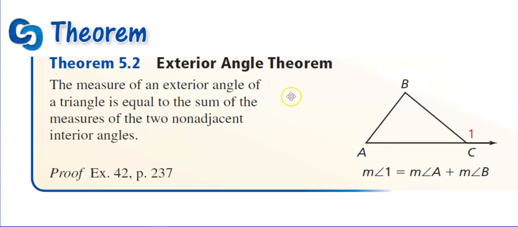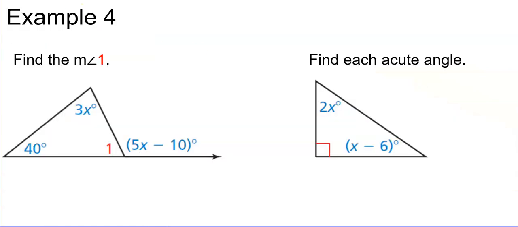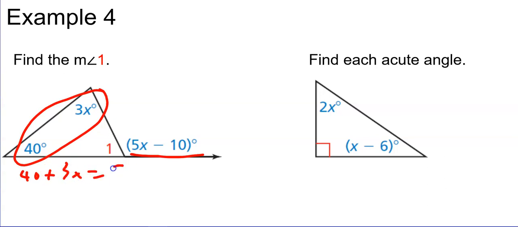Now, here's a new theorem based on the previous one. The measure of an exterior angle right here, angle 1, is equal to these two angles here, A and B. So this right here is equal to those two added together. So, 40 plus 3x is equal to 5x minus 10.